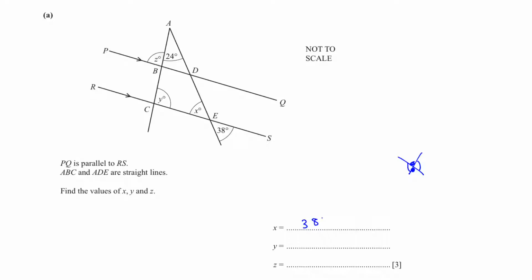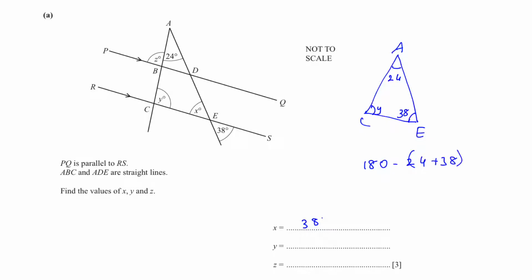Next, Y. You can see that there is a triangle ACE. And this is Y. We already found X, which is 38, and A is 24. So Y is going to be 180 minus (24 plus 38), because angles in a triangle add up to 180.